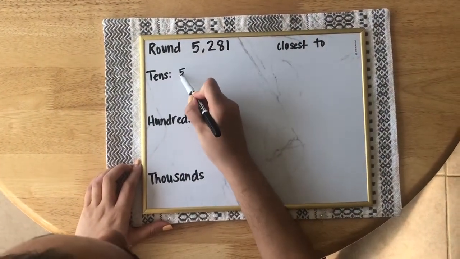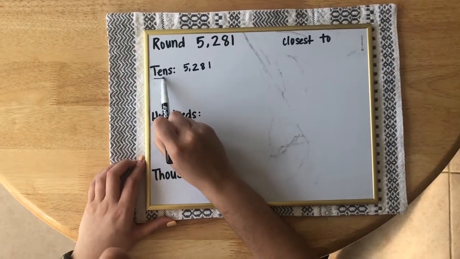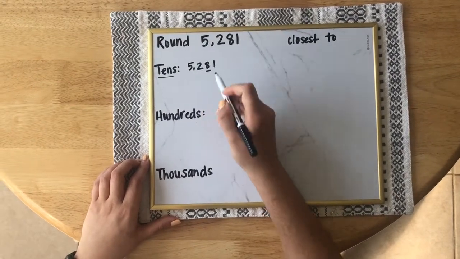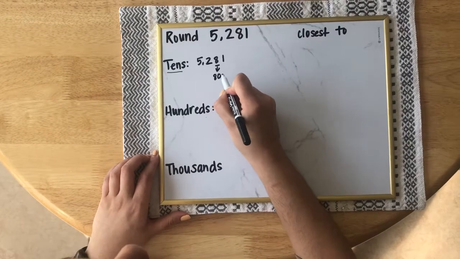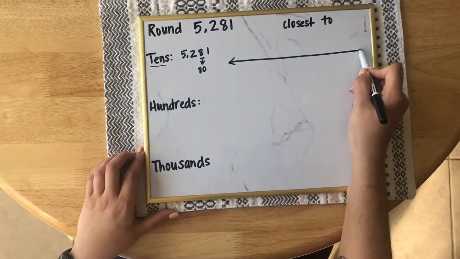We have 5,281. And it's asking us to round to the tens. I know that the 8 is in the tens place, so the real value of that 8 is truly an 80. So that's what we're going to start rounding to. So we're going to go ahead and create our number line.